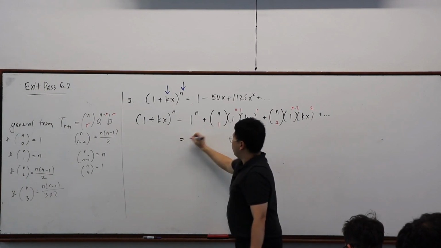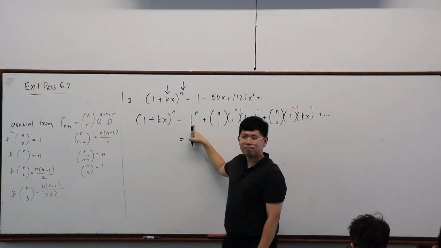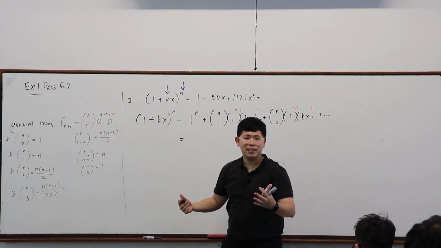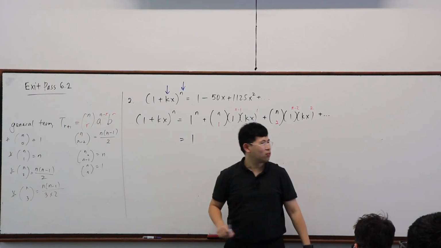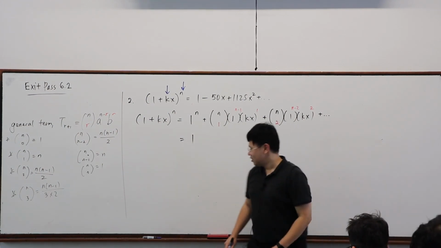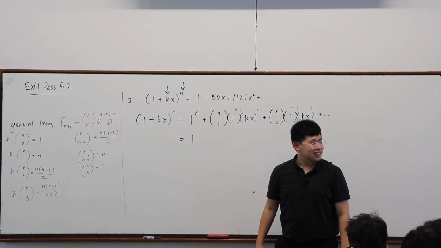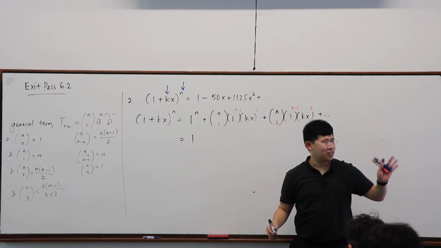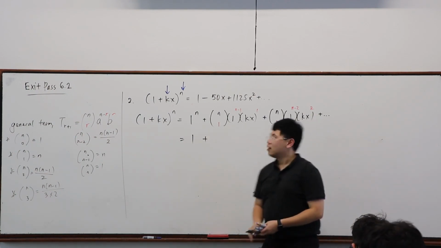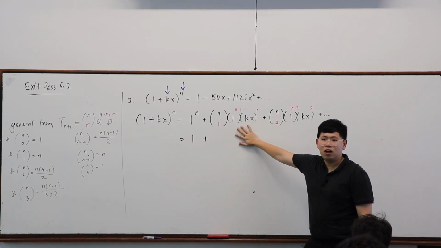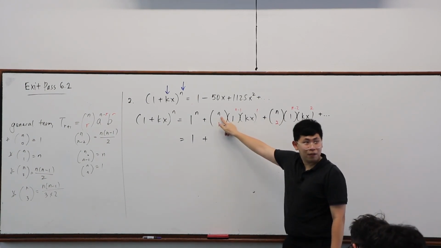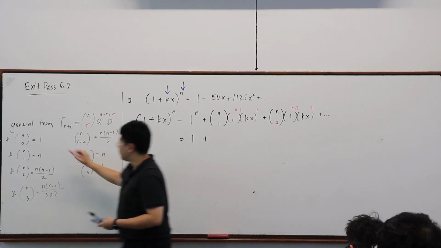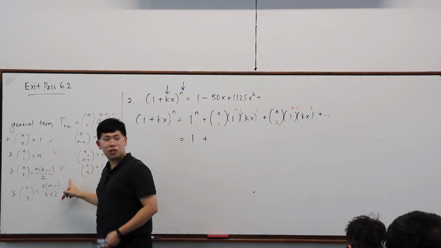1 to the power of whatever number is always 1. 0 power 0 is no answer. Next one, this one is the problematic one because we don't know the n, correct? We don't know the n, so this is why we need to make use of a special result. We need to make use of these 3 special results.